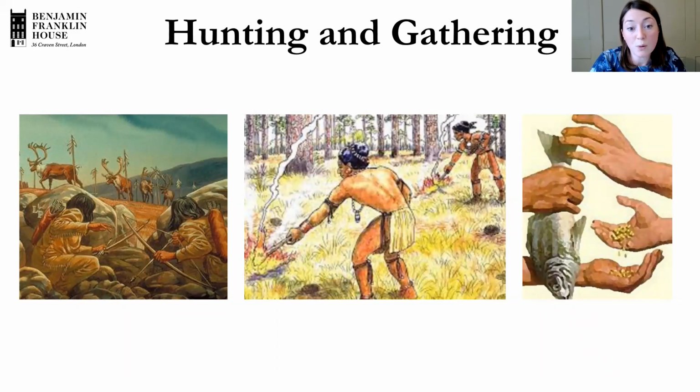So they would use weapons for hunting, often with a kind of sharpened flint or a material like obsidian. So weapons might be things like arrows, also darts and spears too. So we can see in this picture arrows.